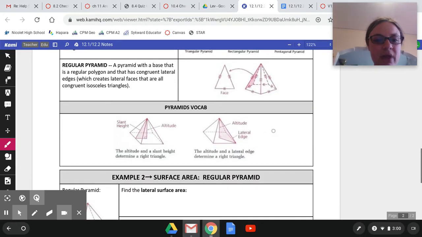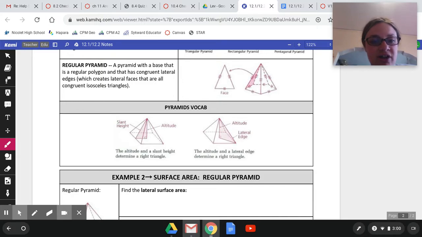You also know that your altitude is, if you were to stand at the very top of a pyramid and drop something straight down, that line that's created that's perpendicular with the base is the altitude. And then the slant height, I've got it drawn on here, is the height of the triangle that is on one of the lateral faces of the pyramid.